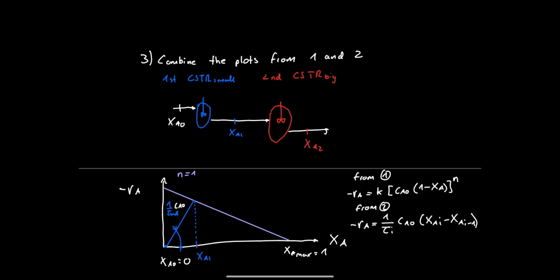So this would be the entering conversion for the big CSTR. And here we would have a slope which is smaller than the one we just saw before. And here we would have our exiting conversion A2. So here we would have the slope 1 divided by tau big times CA0.